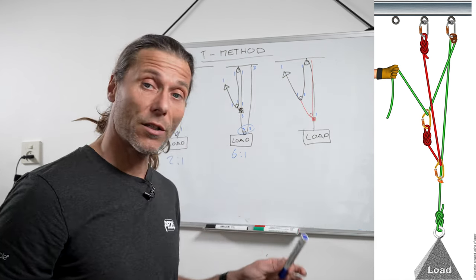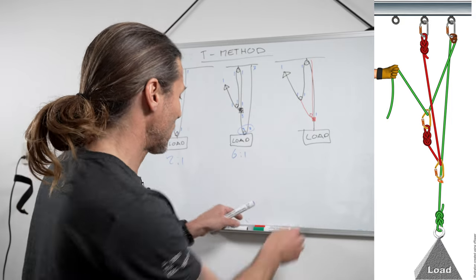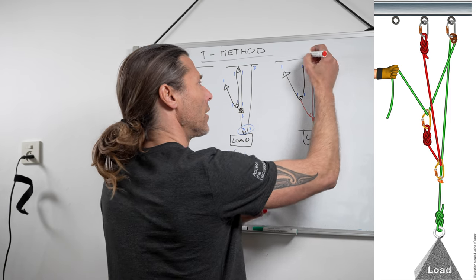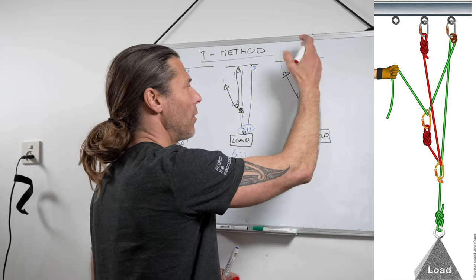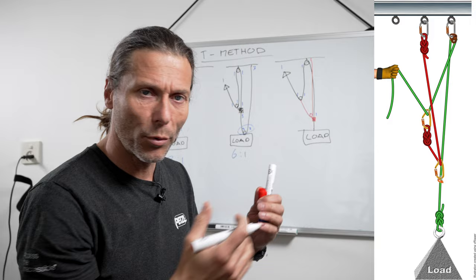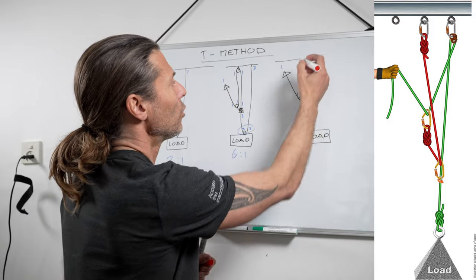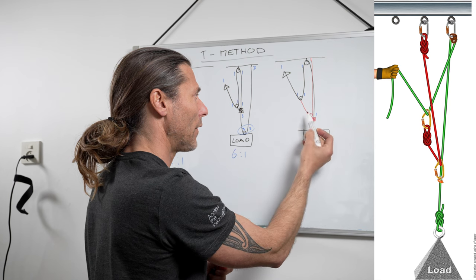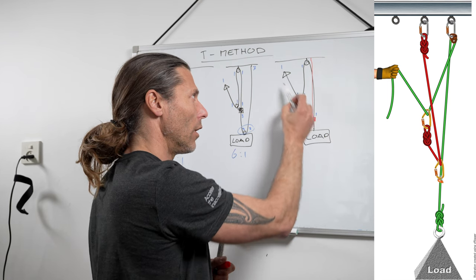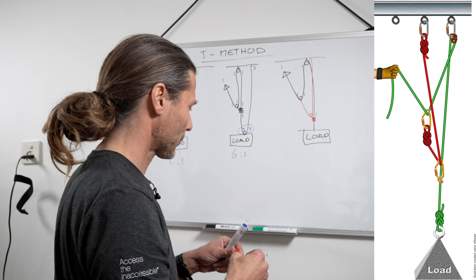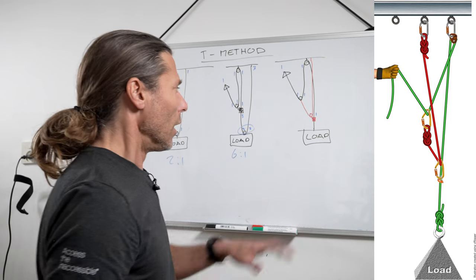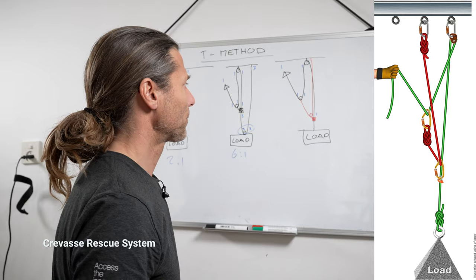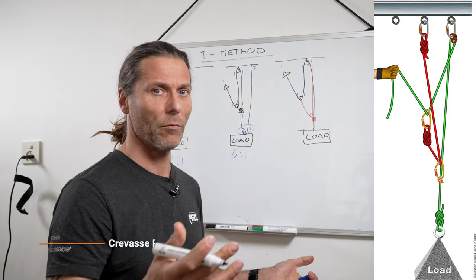What is this red stuff, you say? Well, the red is a separate system that's attached to the anchor point. Could be at the pulley or onto the pulley or whatever. Could be anywhere. It travels down. It's a rope clamp and a pulley, and that goes into the pulley on the black rope. This is called a crevasse rescue system in some industries.